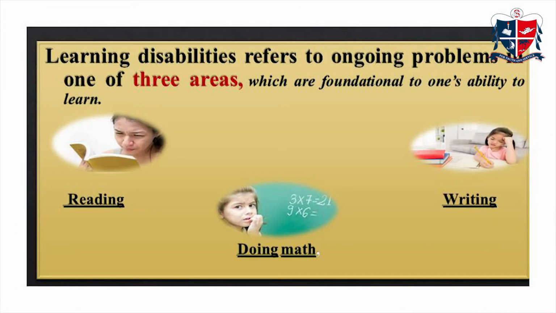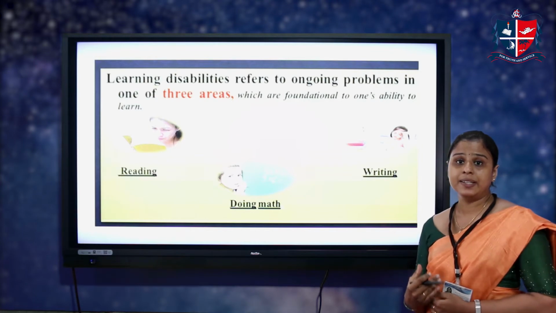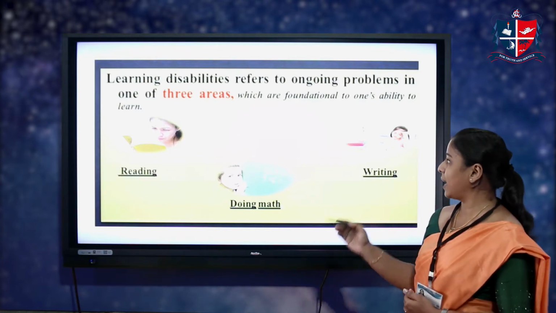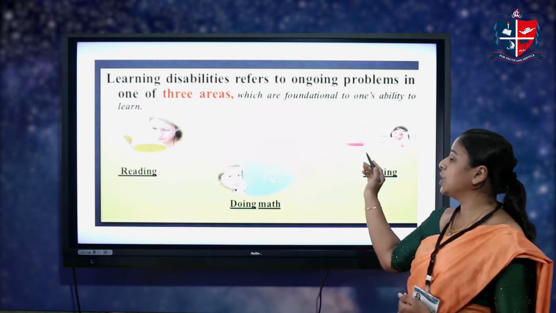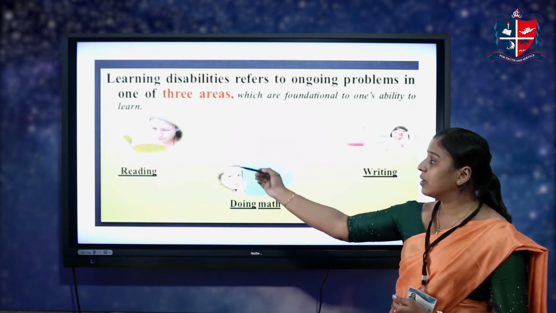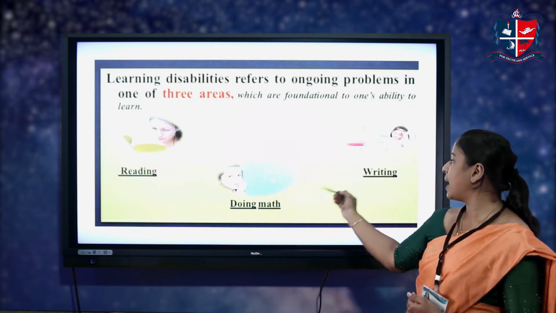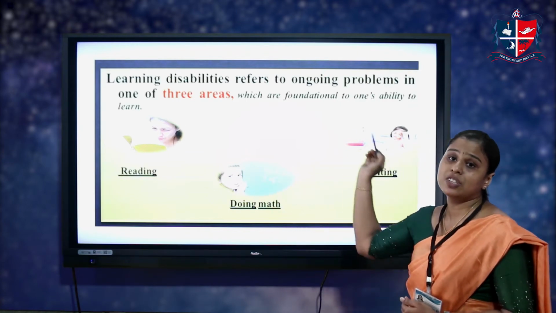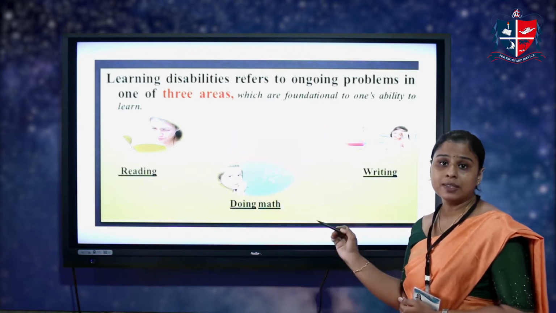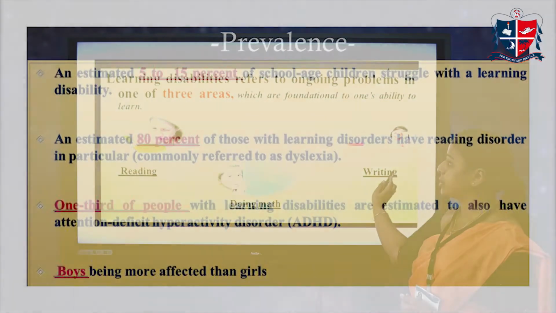Next, how is learning disability defined in the DSM criteria? It is defined based on three major areas that are foundational to one's ability: reading, doing math, and writing. These are the three major areas we have to consider in specific learning disorder.